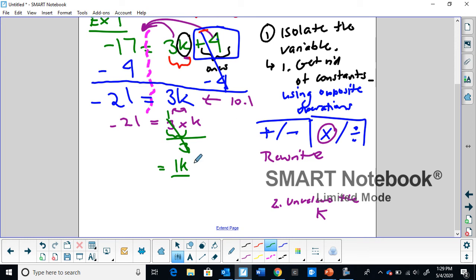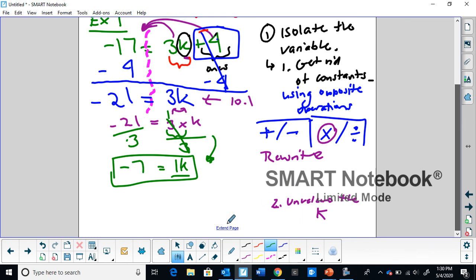We have to go that further step. So that's what we just did here. We split those negative 21 dots that are underneath 3 splats. We figured out how many are under 1 splat. And to do that, we had to divide both sides by 3. 21 divided by 3 is 7, and a negative divided by a positive is going to be negative. And so 1 splat, or 1k, is going to be negative 7. And that's how we were able to do it using opposite operations.